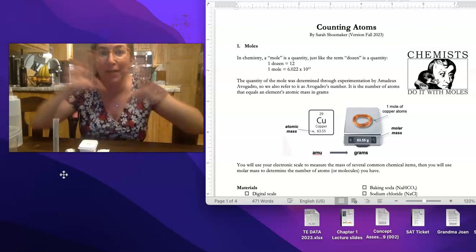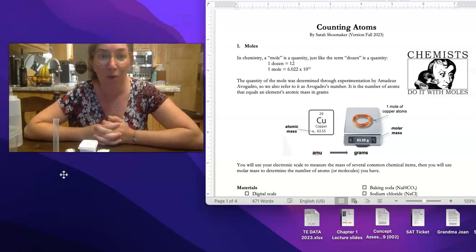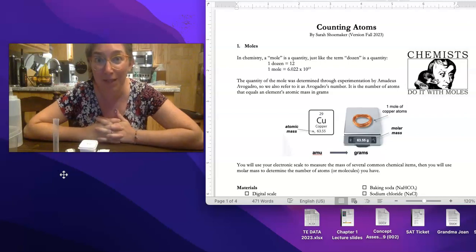So we count them in units using a number called the mole. And a mole is a value just like a dozen is a value. You have a dozen eggs, that means you have 12 eggs. If you have a mole of atoms, it means you have 6.022 times 10 to the 23 atoms.